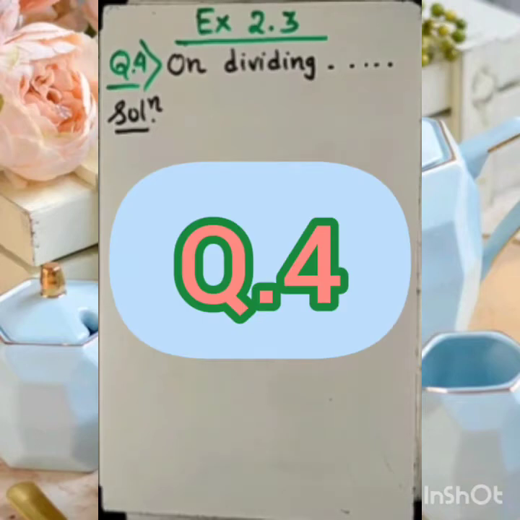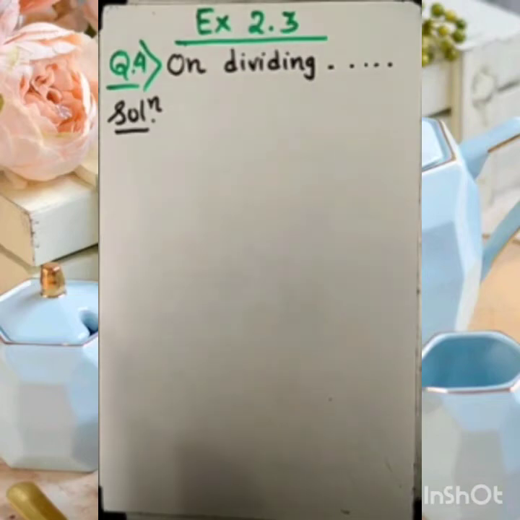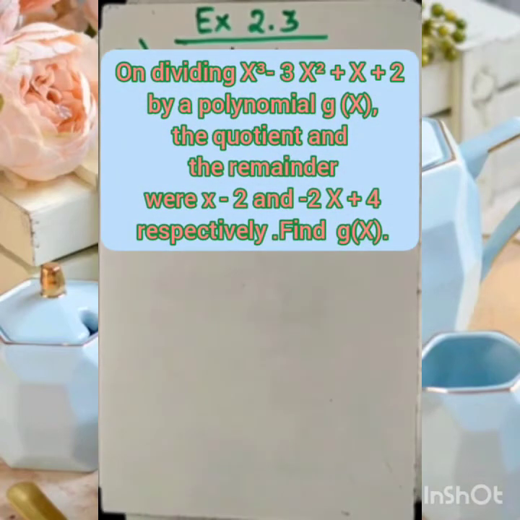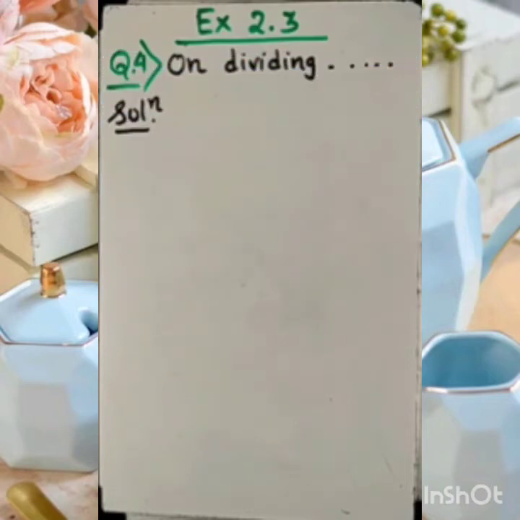Now dear student, exercise 2.3, question number 4 is in front of you. On dividing x cube minus 3x square plus x plus 2 by a polynomial g(x), the quotient and the remainder were x minus 2 and minus 2x plus 4 respectively. Find the g(x). Very easy and very simple question.